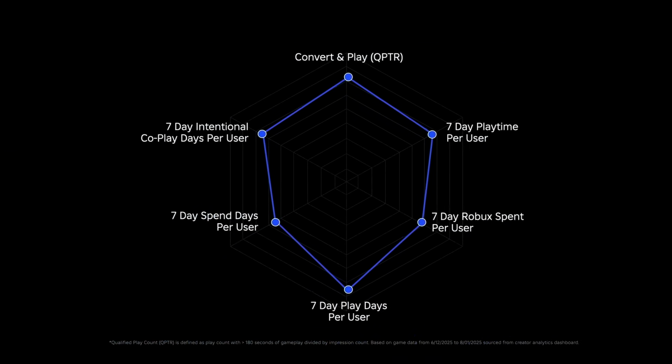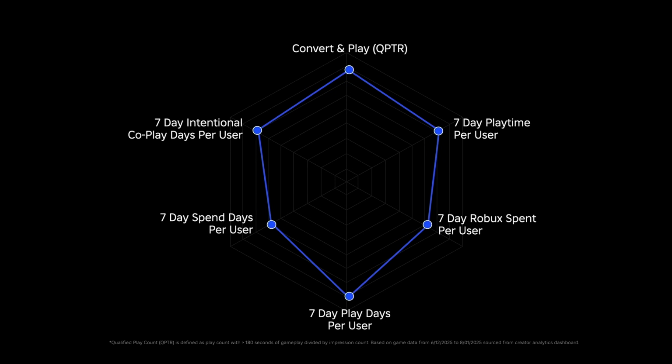Let's take another look at the metrics of 99 Nights. Since launch, all 6 signals that Sab mentioned, which we use to understand if players are having fun with this game or not, are continuously increasing. We already covered qualified playthrough rate. Their play days also increased from 2 per week to 2.3 per week, Robux spend per user almost doubled, and their co-play days almost tripled, especially following the recent events.